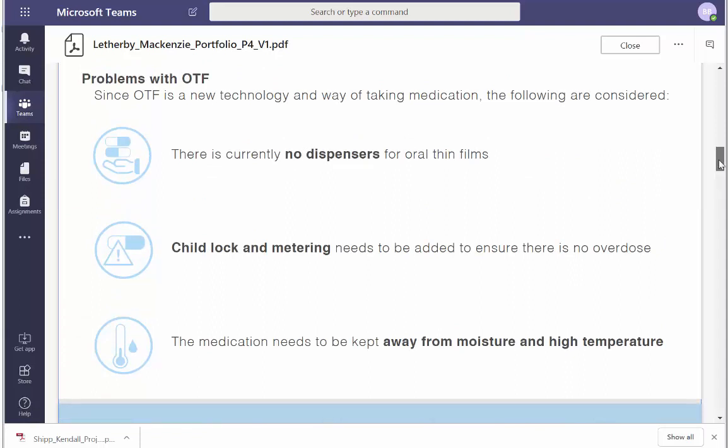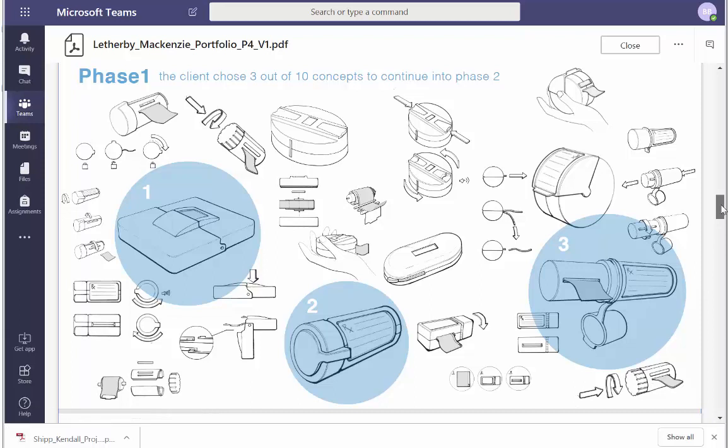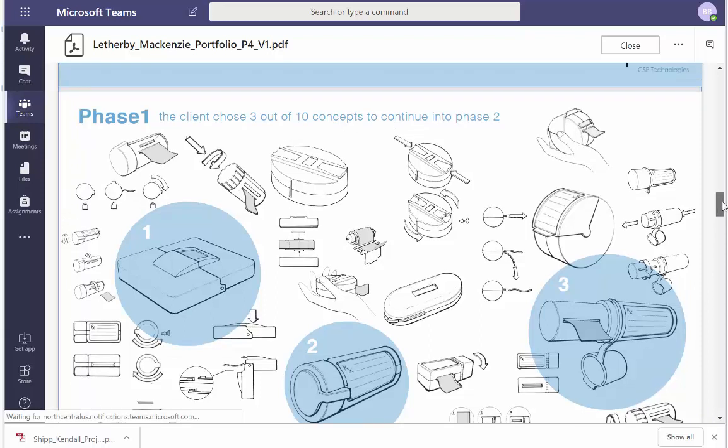And so I'm expecting, I want you to sketch dispensers, sketch lock and metering, and then sketch anti-moisture and keeping temperature dispersion as a means to success. And keep in mind, you get to rewrite the story however you want it to be. So if they didn't pick the ones you think are most successful, they don't get to write your portfolio.